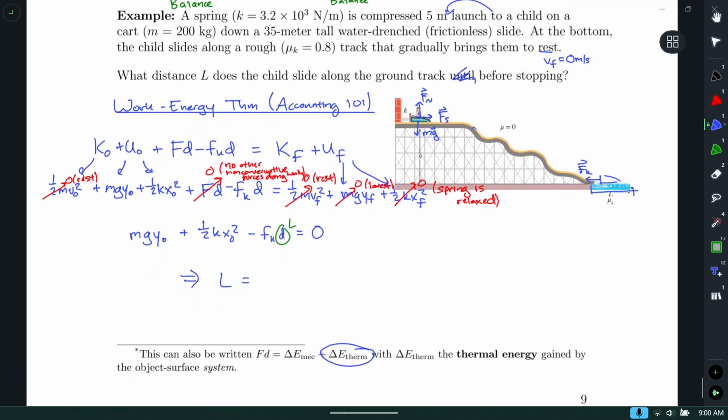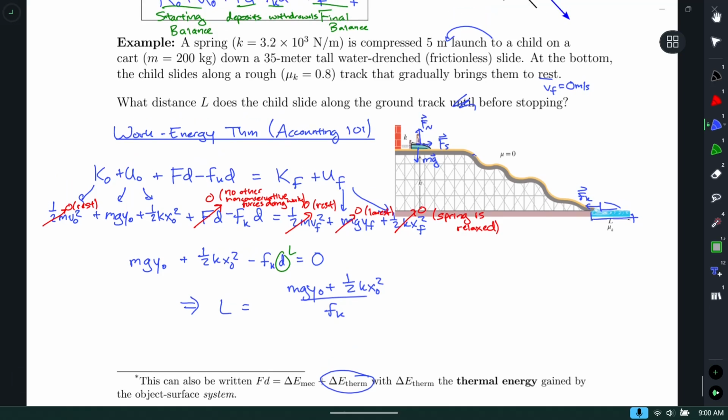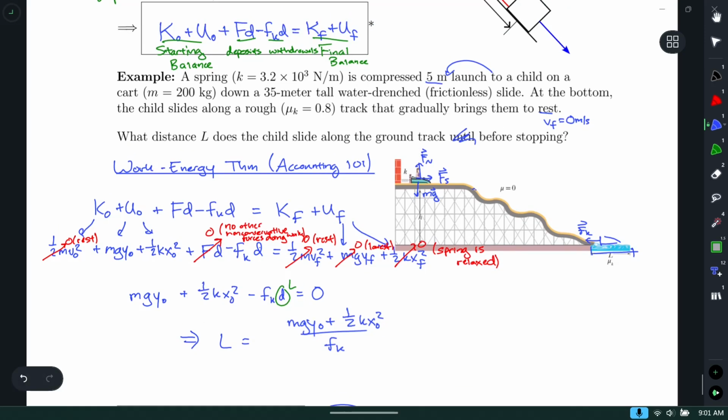All right, so we solve for L. It'll be all this mess over the kinetic friction. What do I know here? What don't I know? I know the elastic K value. I know K. I also know X initial. It's compressed 5 meters. I know their mass. That's up there. I know the initial Y. What about FK? You have to solve for that one.